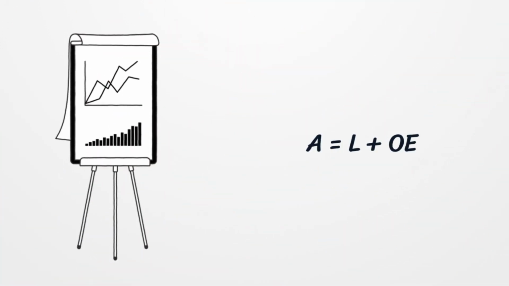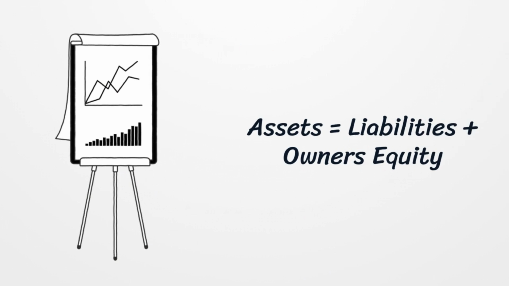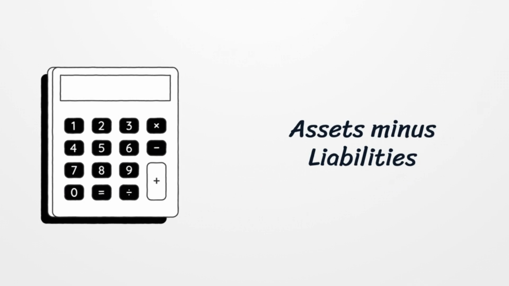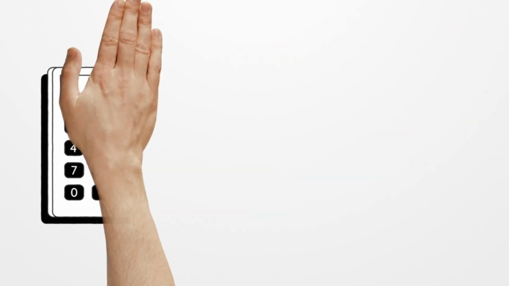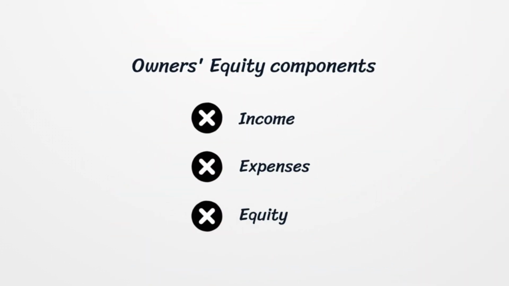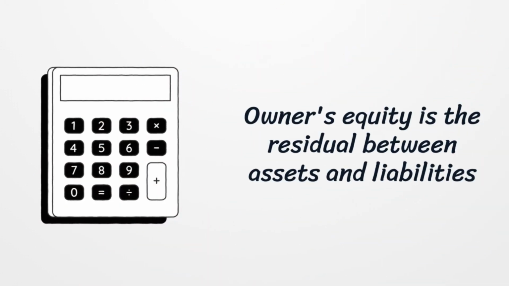The accounting equation is A equal to L plus OE. This is assets equal liabilities and owner's equity. Owner's equity is equal to assets minus liabilities and has the following components: income, expenses, and equity. As discussed, owner's equity is the residual between assets and liabilities. This can be further explained as follows.